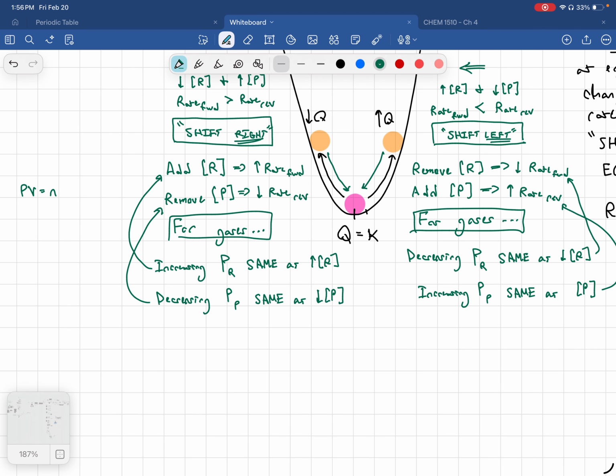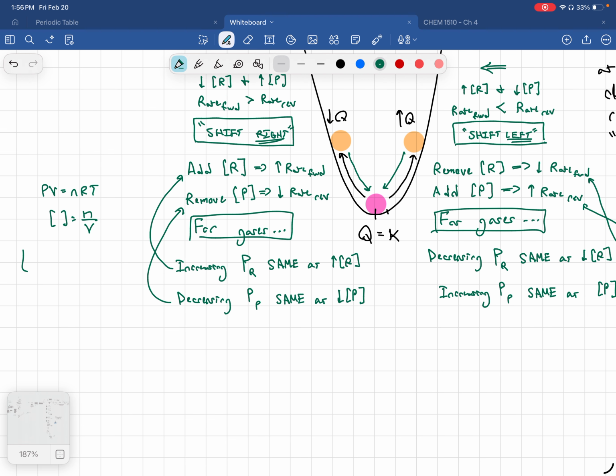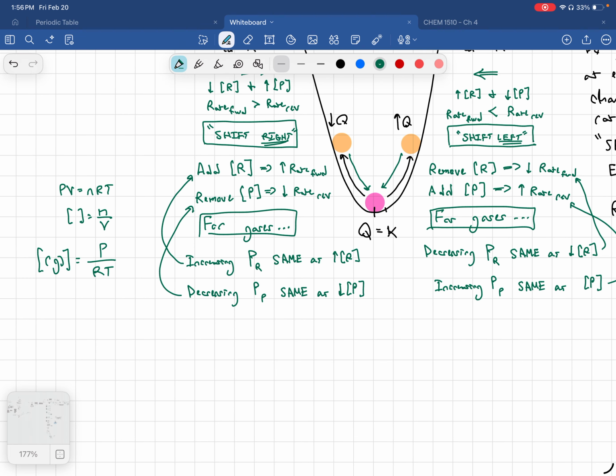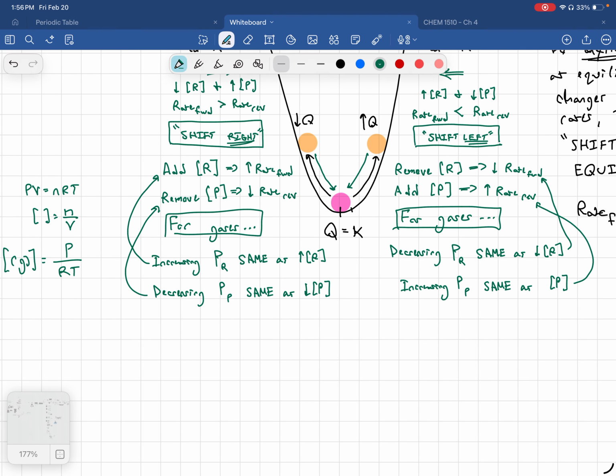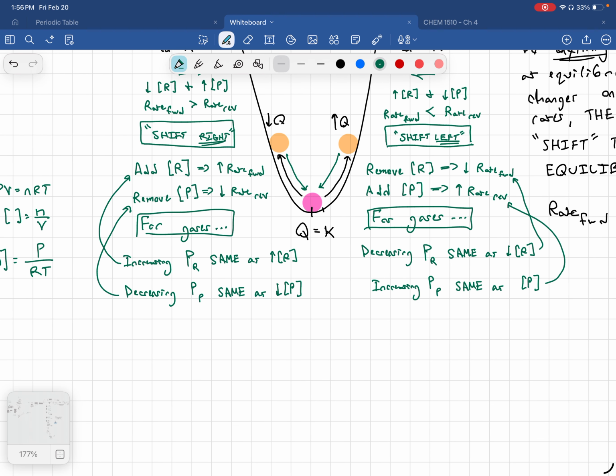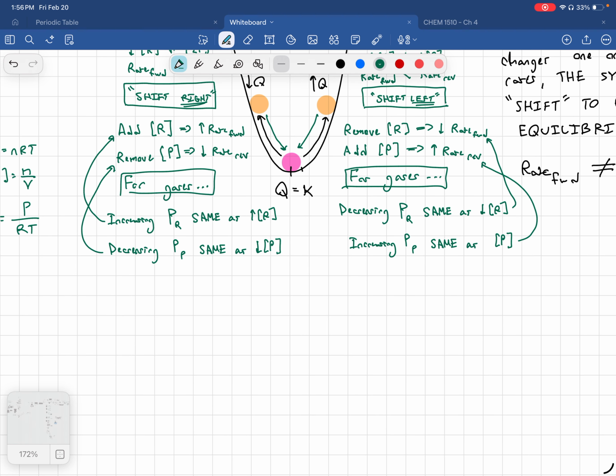Okay. And all of this, just a reminder, PV equals nRT. Concentration is just n over V. Therefore, concentration for a gaseous species is equivalent to the partial pressure of that species over RT. And so note that's a direct relationship. Okay, now there's another way that we can affect this, and this is special to gases.